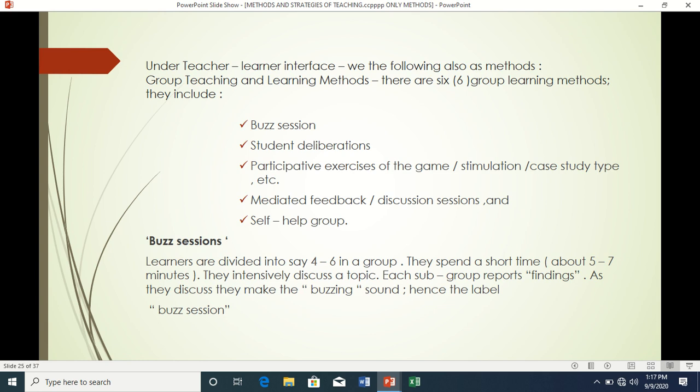And if you are in the classroom like Ellen G. White Hall, you will hear a buzzing sound because everybody is talking in the room. That is why we give that label, buzzing. The noise that is coming from the discussion is what has been used to label this type of teaching as a buzz session. So learners are put into groups this way.